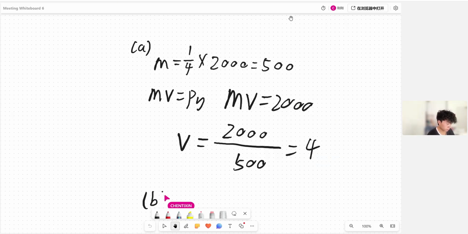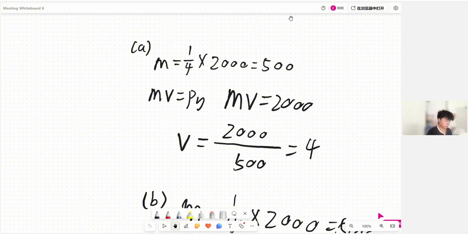For question 1b, we have already calculated the value of M. The question needs us to calculate the value of M, the demand for money. So M equals a quarter times 2000, which equals 500. So the answer to question 1b is 500.